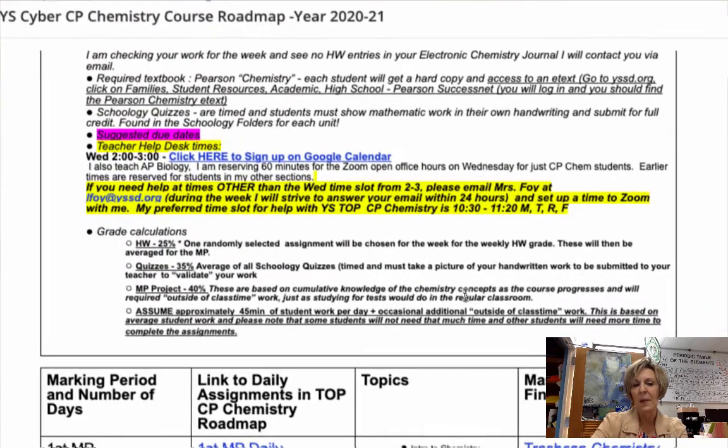This is the way that I'm going to grade you. 25% is graded on homework. I'm going to randomly choose those on a weekly basis, and of all the assignments that you do, I will randomly choose those that are posted in Google Classroom, and you will get a grade for that. All of the quizzes are in Schoology. They are timed quizzes, and if they have math problems, which a lot of them will, you need to take a picture of your handwritten work and submit that into Google Classroom to validate your work.